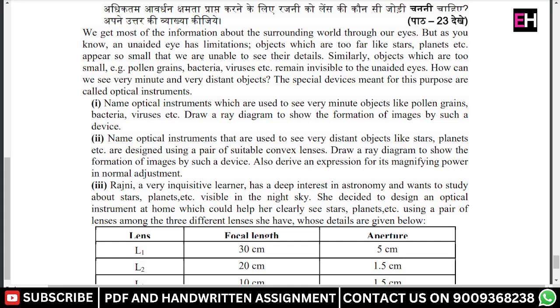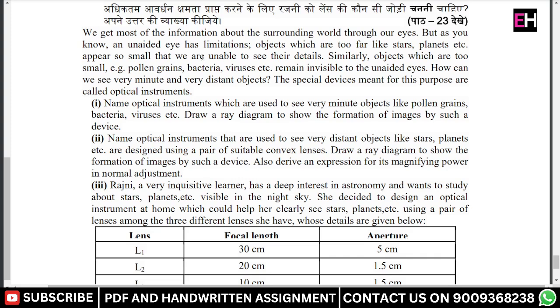For question number 6, the question is: we get most of the information about the surrounding world through our eyes. But as you know, an unaided eye has limitations. Objects which are too far, like stars, planets, etc., appear so small that we are unable to see their details. Similarly, objects which are too small, like pollen grains, bacteria, viruses, etc., remain invisible to the unaided eye. How can we see very minute and very distant objects? The special devices meant for this purpose are called optical instruments.